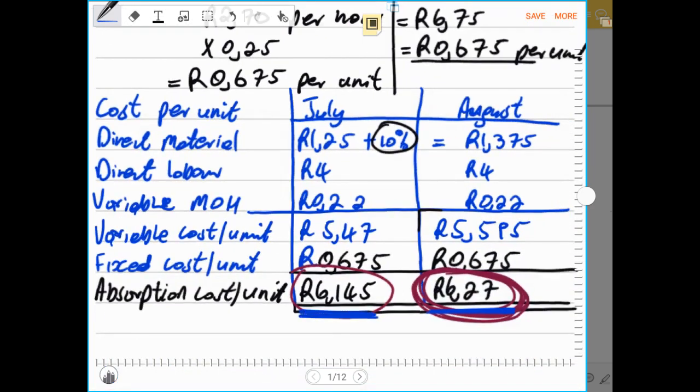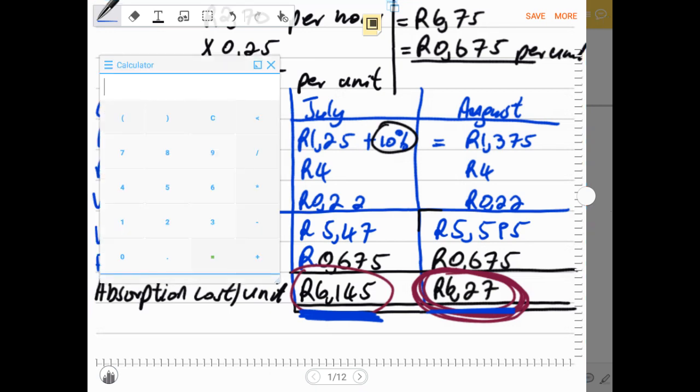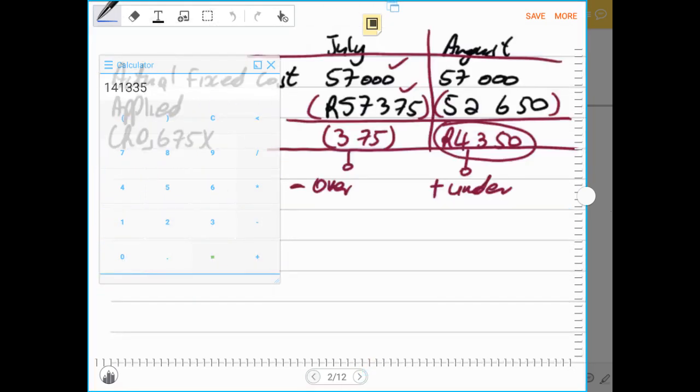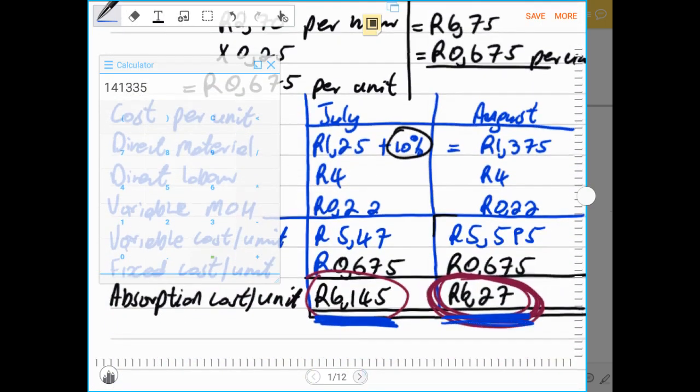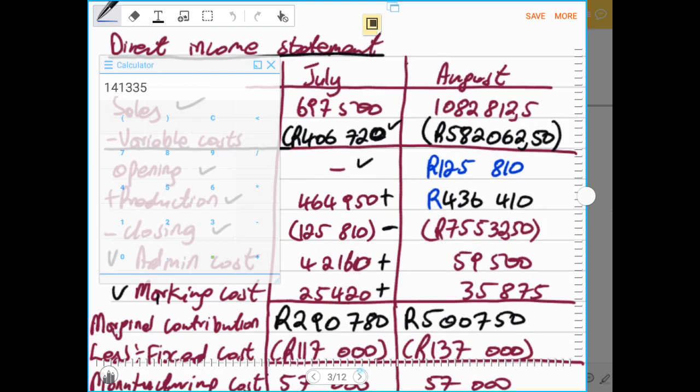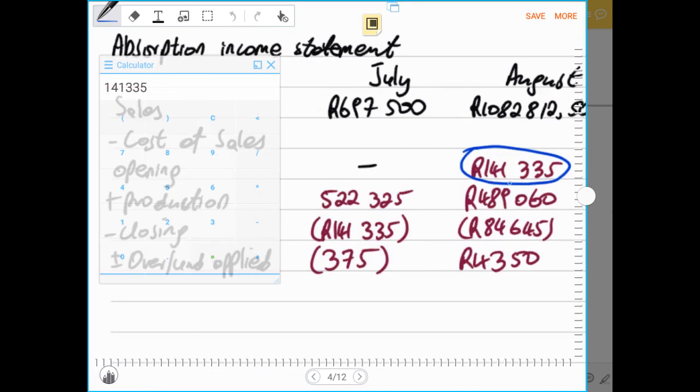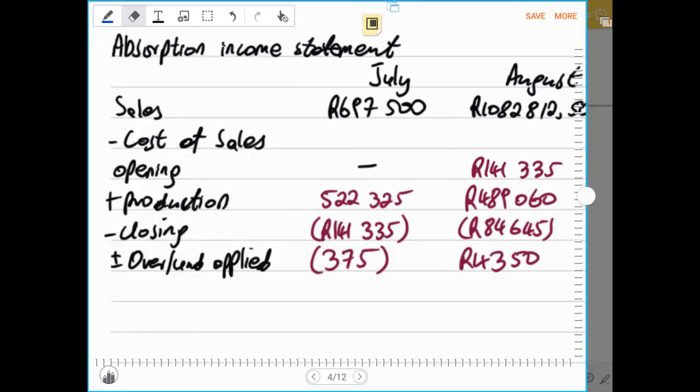6.145. That is why we say 6.145, which is the production cost for July. We times that by 23,000 and it gives us the opening for the month of August. Not using this cost, because this is the cost for August after there was an increase by 10%. So now take note of that. It is very crucial. So that's where that 141,335 is coming from. And that is why we transfer the same amount, because it was produced in the month of July.